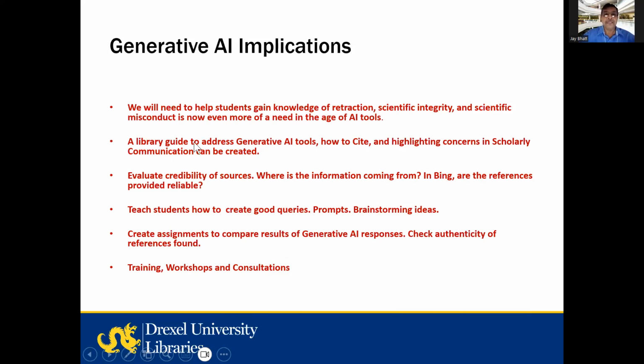So final implications that I think are, we will need to help students gain knowledge of retraction and scientific misconduct. It is now even more critical in the age of AI tools. We need to create a library guide to address generative AI tools, how to cite, highlighting concerns in scholarly communication. We can evaluate credibility of sources: where is this information coming from? There are references, but are they reliable? And I have not used Google Bard yet, but I will try to explore that also.